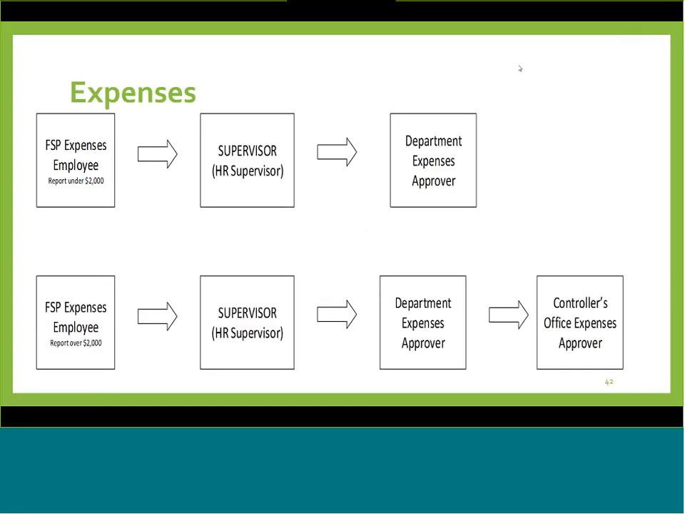Next is expenses, and you can see there are 2 levels of approval path. The first one is that if it's under $2,000, the employee enters it, it goes to your HR supervisor, reminding you that that's your eMERGE reports to, and then your department expense approver. We get a lot of questions because, like, animal control or DBI puts in for other departments. Right.